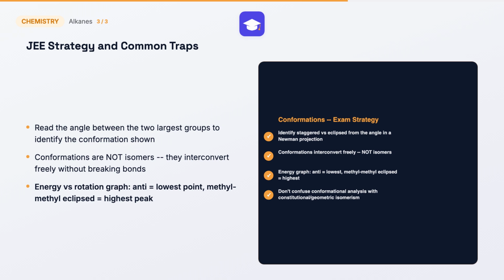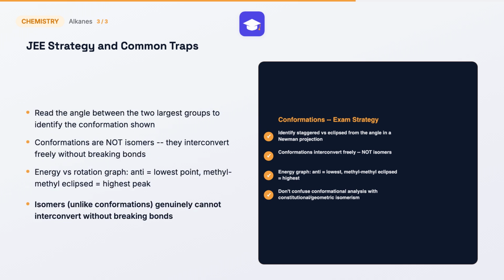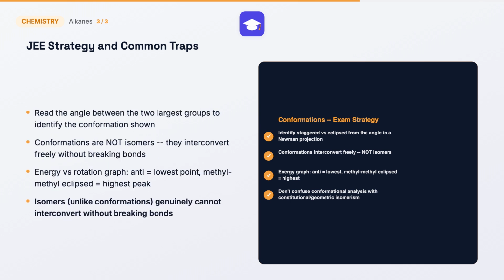Also remember that a potential energy versus rotation angle graph for butane shows the anti-conformation at the lowest point of the curve, with the fully eclipsed methyl-methyl arrangement at the highest peak, and the 2 gauche and 2 partially eclipsed forms falling at intermediate energy levels in between.